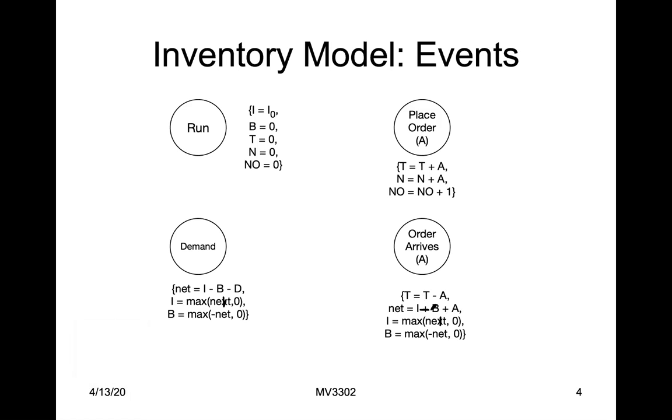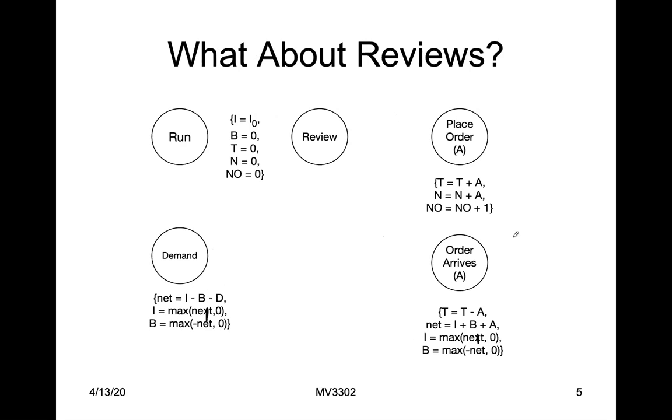This should be minus B. So the net would be the amount that we have on hand minus the back orders plus the amount that we've just arrived. And then we have the same thing going on there. And of course, I copied and pasted, so that's happening there.